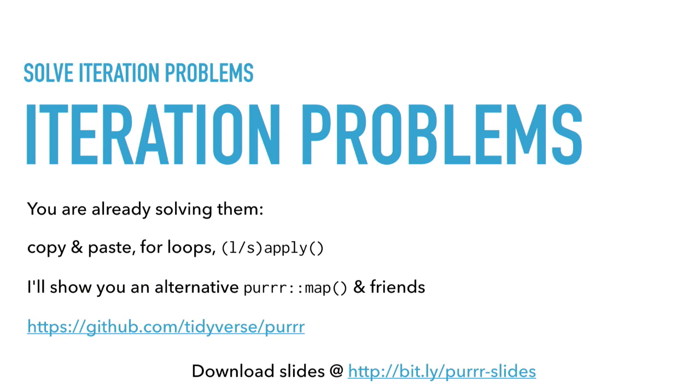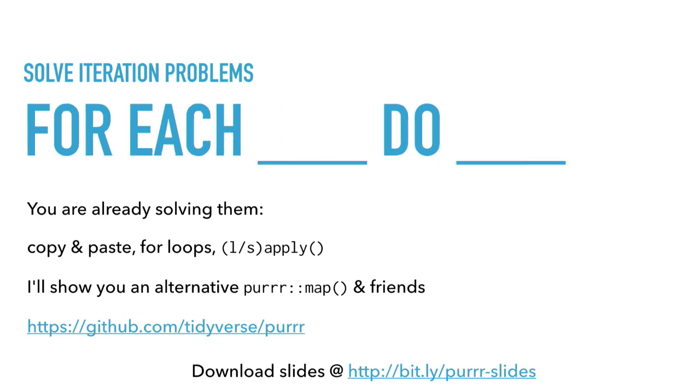So what do I mean? Why are we here? What does it mean to solve an iteration problem? The way I think about an iteration problem is it takes this form: for each blank, do blank. That is an iteration problem. When you want to do something to every element of something else, that's an iteration problem. And I think you are probably already solving these problems. They come up very early on when you want to do things with data.